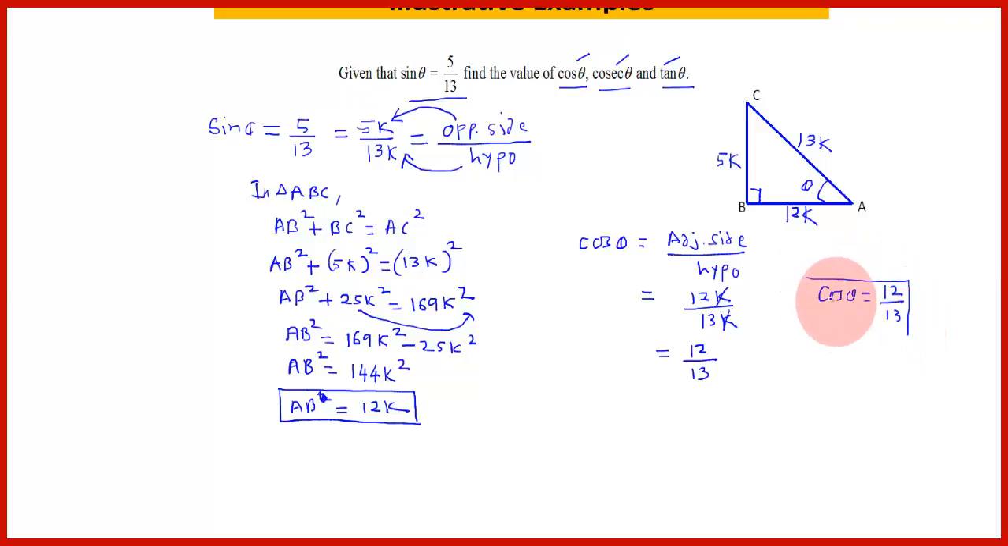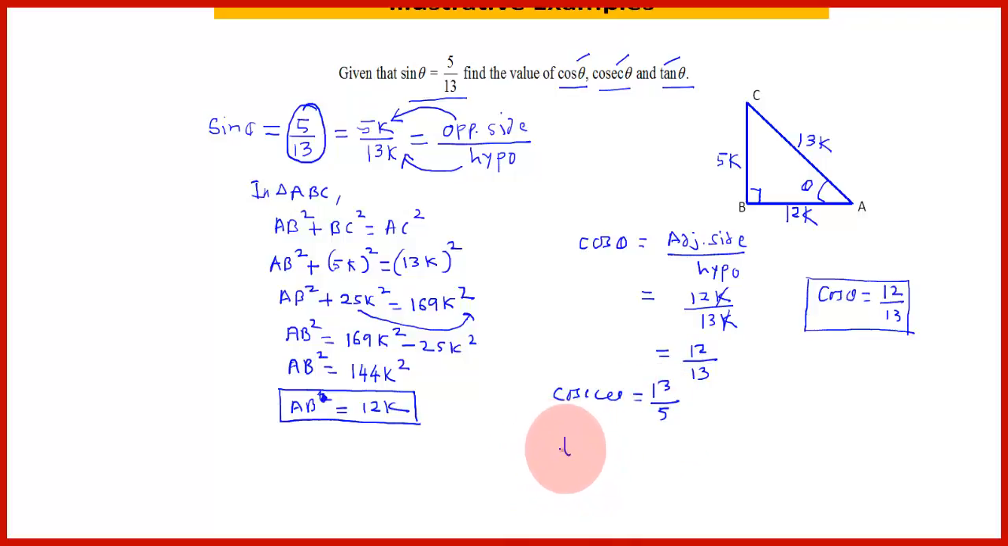Highlight this also. Then the next is asked as cosec theta. Cosec theta is the reciprocal of sin theta, and sin theta is given as 5 by 13, so its reciprocal will be 13 by 5. So cosec theta is 13 by 5.